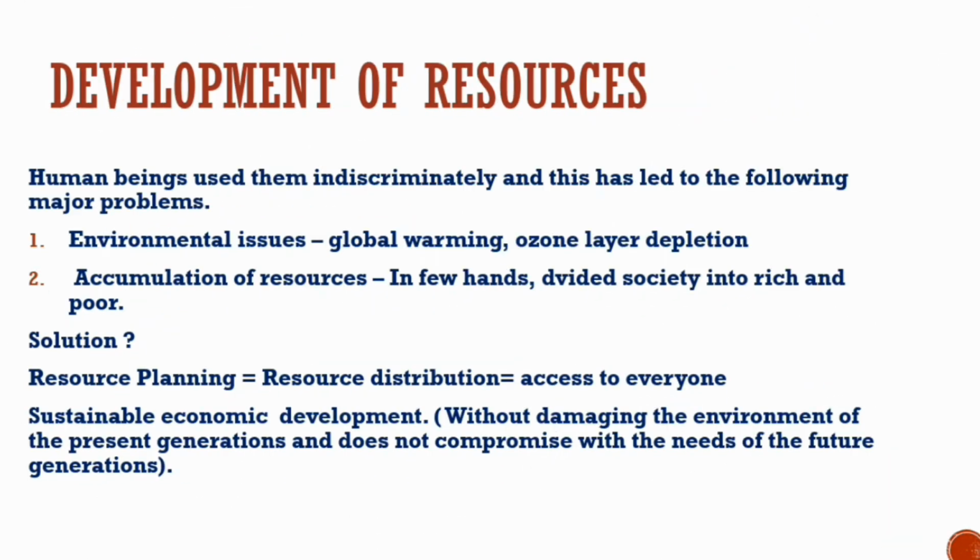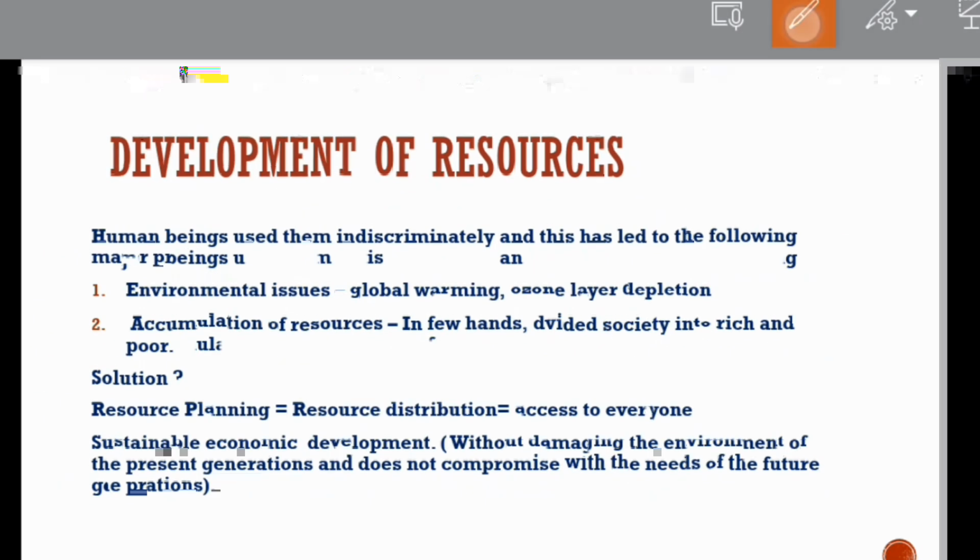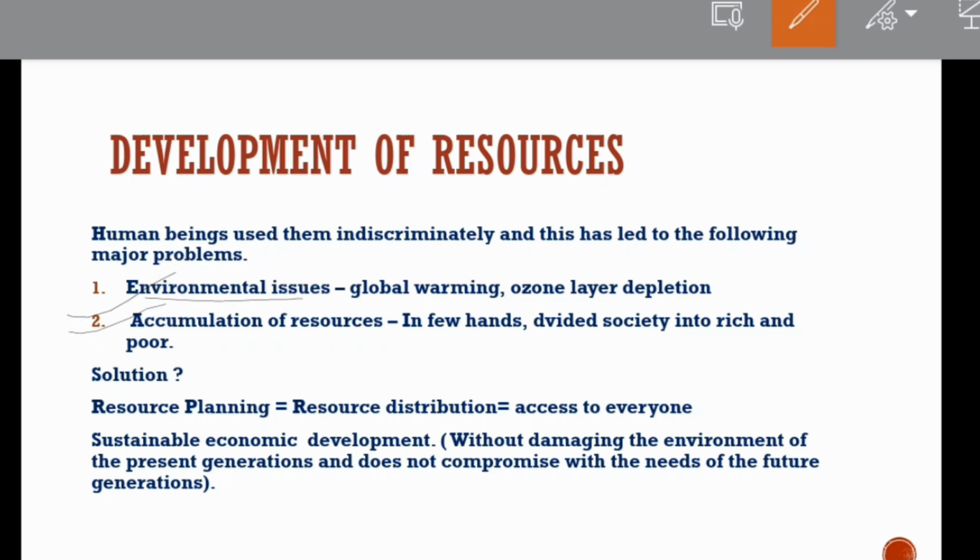Now, development of resources. What do we mean by development of resources? See, human beings utilize resources indiscriminately, which has led to so many problems. Resources are limited, and they have been concentrated in a few hands, and this has caused rapid depletion of certain resources. There are two major issues: environmental issues like global warming and ozone layer depletion, and accumulation of resources in few hands. This has created a divide in society, into rich and poor.